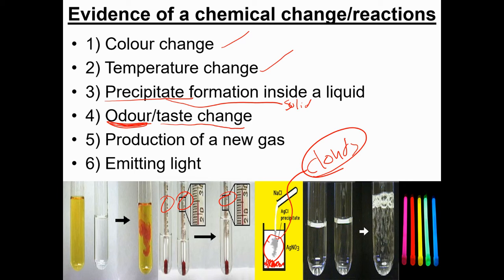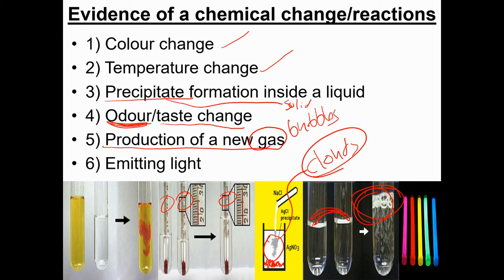But an odor change could be an indication that a chemical change has happened, because you have a new chemical that was produced, and that new substance has a new odor. Production of a gas: I might mix two substances together like this, and then we see some bubbling. Usually, bubbling means there's a gas being produced, and that gas is a new substance that was produced.